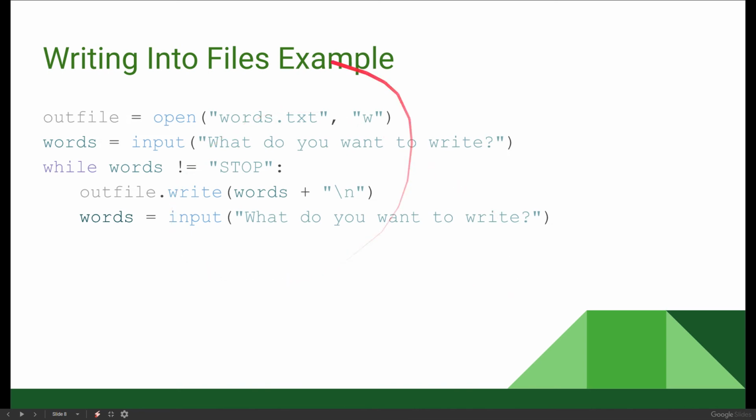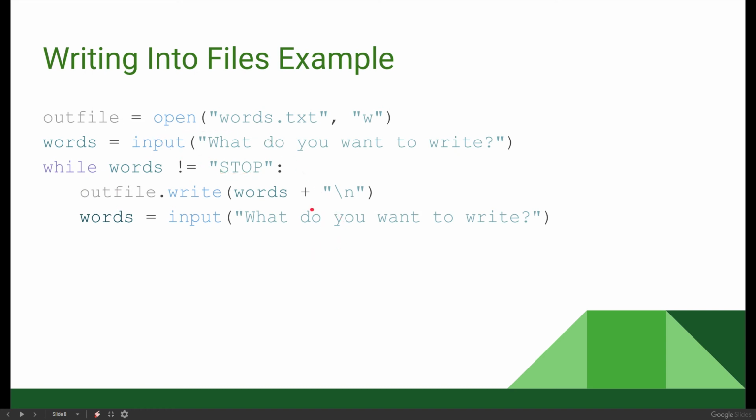So as an example, I've got my out file, because I'm going to be writing out of my program to this file. I'm going to open words.txt in write mode. I'm going to get some input from the user, save it into my variable words. While the user didn't enter the word stop, I'm going to write into my out file whatever they said plus a new line character, because my input isn't going to include a new line, so I want to make sure that I'm adding that new line when I'm writing. And then I'm going to get another input, so I'm going to loop until the user has said stop.